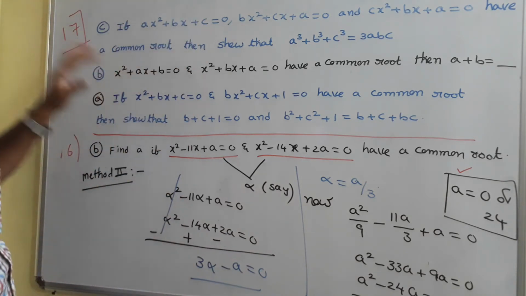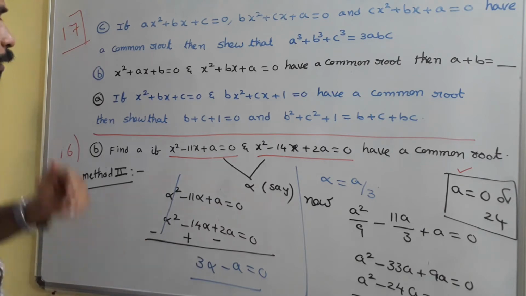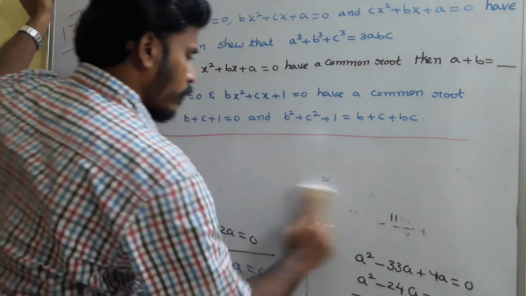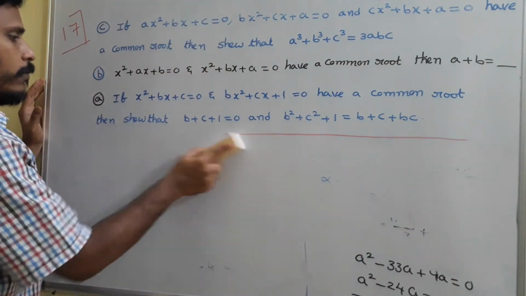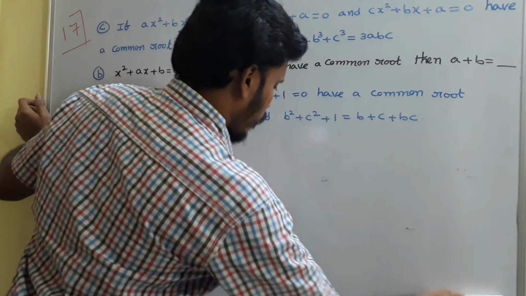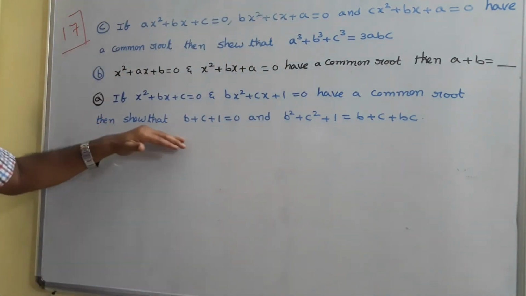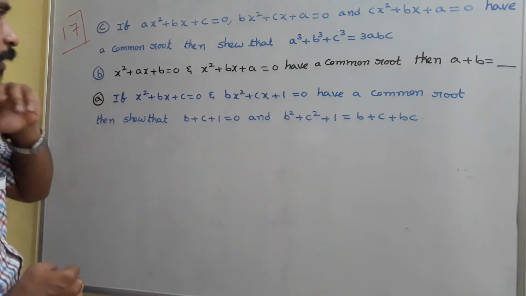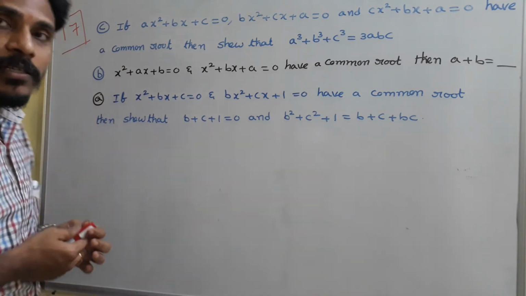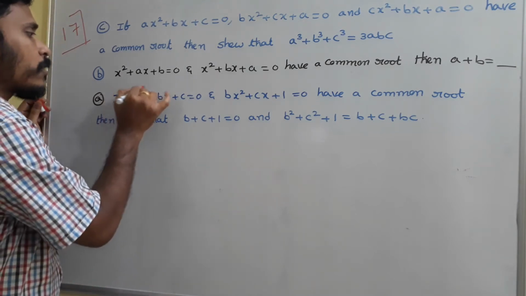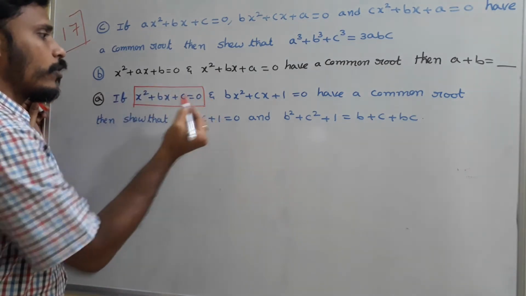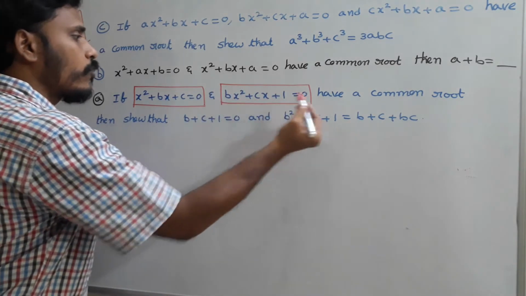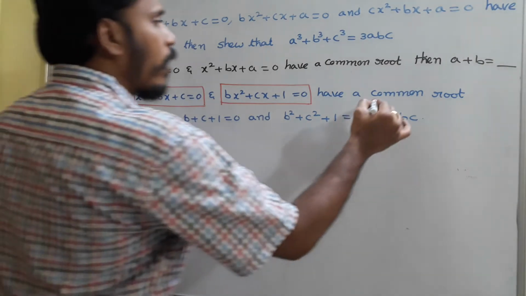Now I have another 3 questions in 17. We need to discuss one by one. So 17a, 17b and 17c, one by one. What to say about this 17a? Just look at the problem. Two equations are given here. One equation is x square plus bx plus c is equal to 0, and the other equation is bx square plus cx plus 1 is equal to 0. These two equations have a common root.